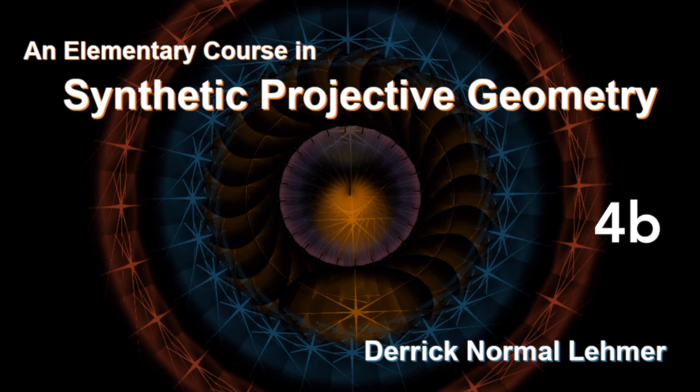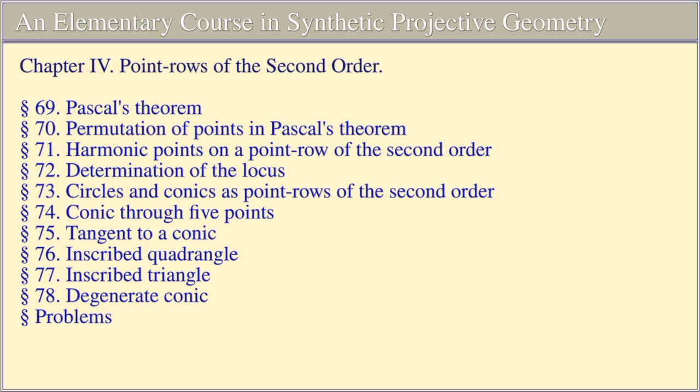An Elementary Course in Synthetic Projective Geometry by Derrick Norman Lehmer. Chapter 4, Continued, Point Rows of the Second Order. Section 70, Permutation of Points in Pascal's Theorem.